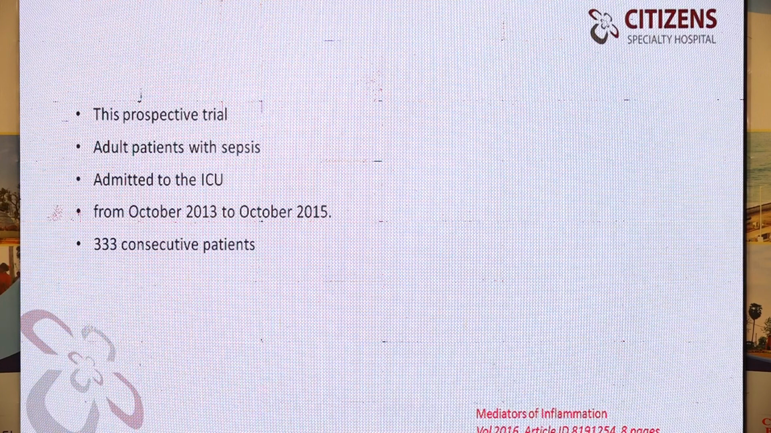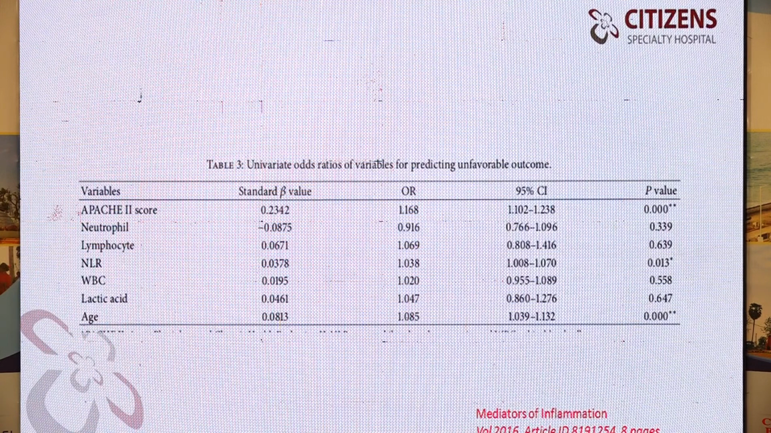So we all know that in COVID we have managed and we have looked at neutrophil to lymphocyte ratio, and now into sepsis. This is a prospective trial. Adult patients with sepsis admitted to the ICU over a 2-year period, 333 consecutive patients. Here the univariate odds ratio of unfavorable outcome was significant in patients with APACHE II scores, in patients with NLR, and also with increased age.